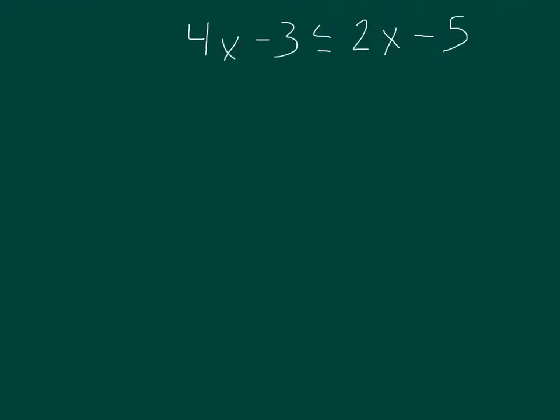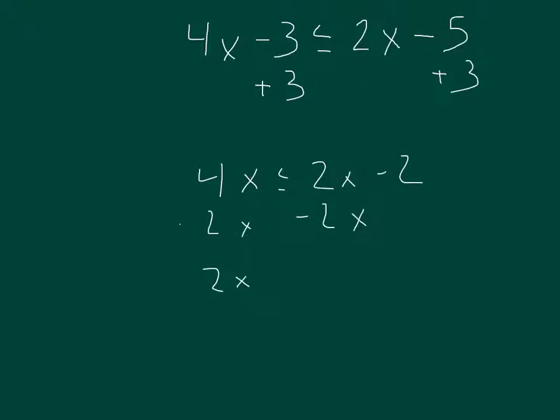So let's try that process once again. I'm going to start by adding 3 to both sides. So now I get 4x is less than or equal to 2x minus 2. Now I'm going to subtract 2x from both sides. So now 2x is less than or equal to negative 2. Divide by 2. X is less than or equal to negative 1.